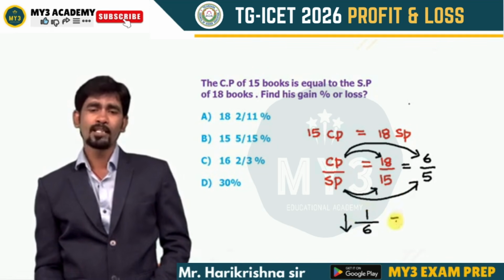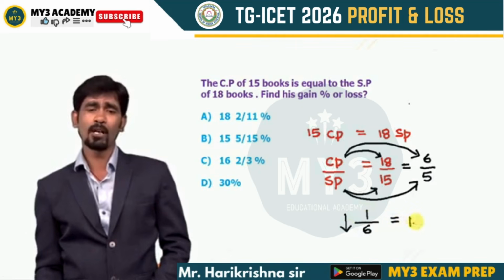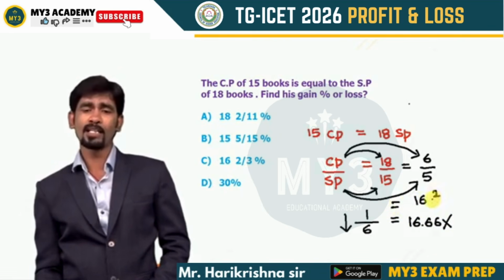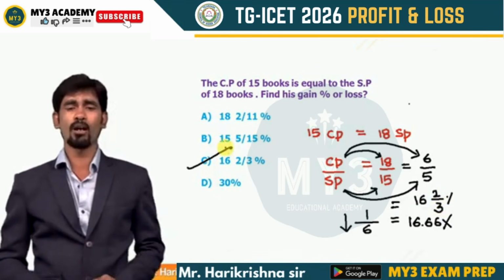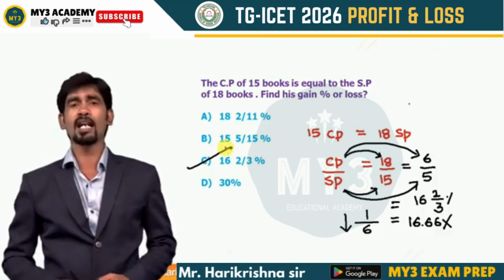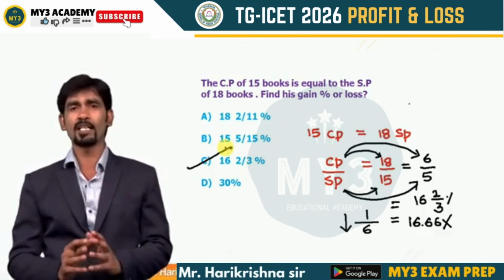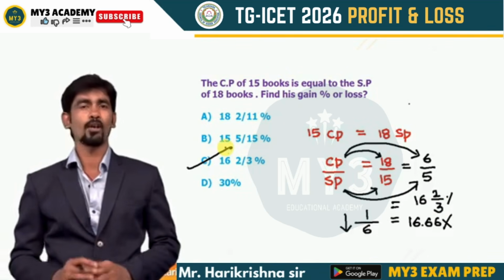So 6 rupees becomes 5 rupees, that is nothing but 1 by 6. 1 by 6 is nothing but 16.66 percentage. We can also write 16.66 percentage as 16 2 by 3, because 1 by 3 is 33.33, and 2 by 3 is 66.66. So 16 2 by 3 is going to be your percentage profit or percentage loss. So our answer choice is 16 2 by 3 percentage loss. I hope it is clear.